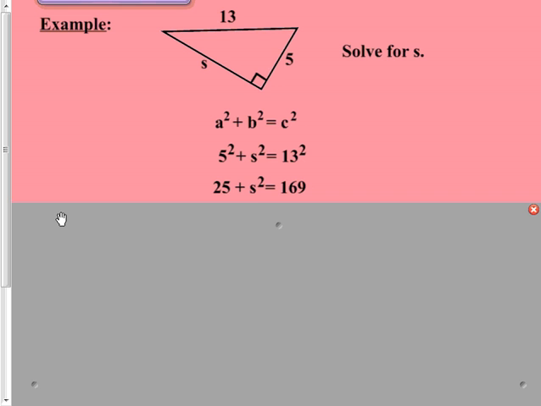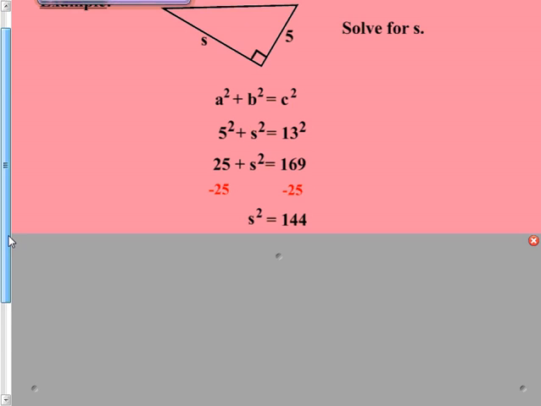Now, obviously, you can see the s squared sitting there on the left-hand side, so we'd probably better get the 25 away, move it over to the right. So we would subtract 25 from both sides. That'll leave the s squared on the left, and 169 take away 25 is 144.